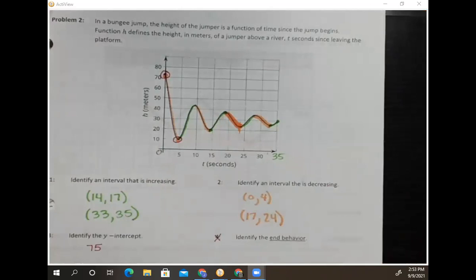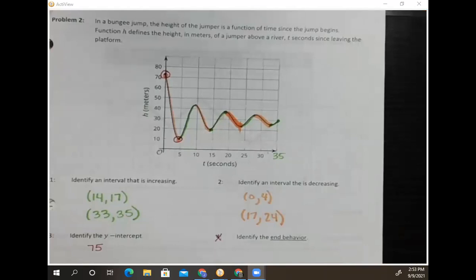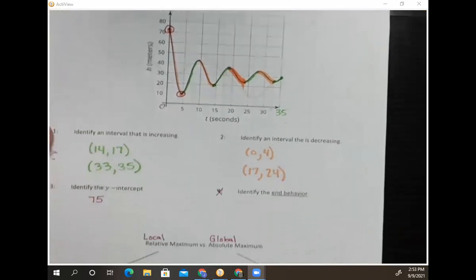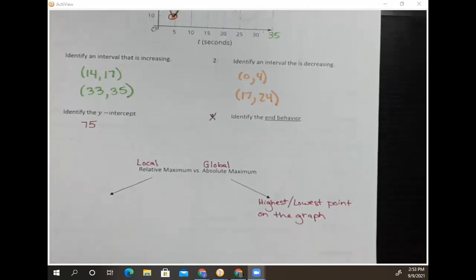Yeah, this guy right here. Okay, that's the lowest point on our entire graph. So that's a global minimum. Now, not every graph is going to have global minimums or maximums, even if it has minimums or maximums. This particular graph has both. That doesn't mean every graph will have one or the other or both. So global is the highest point or lowest point on the entire graph.